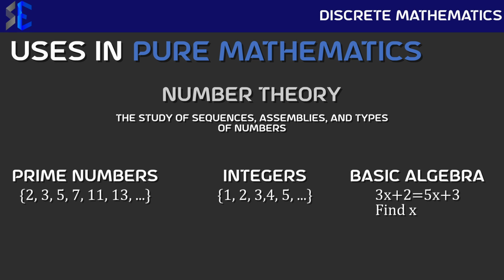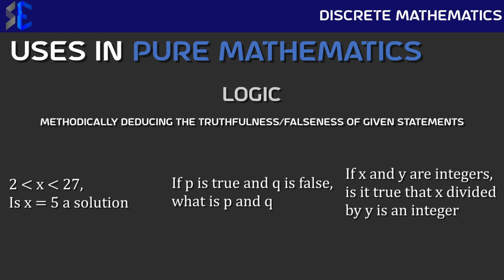All of these skills then transfer into algebra and calculus, an example of which is shown on the right, where x is a real number. Another field of discrete mathematics is logic, or more precisely, propositional logic. Propositional logic is the study of the truth or falseness of given statements, which can then be used to form sound mathematical proofs.